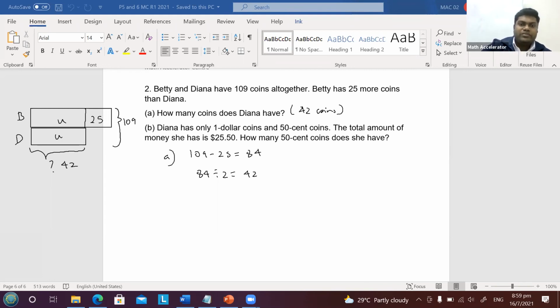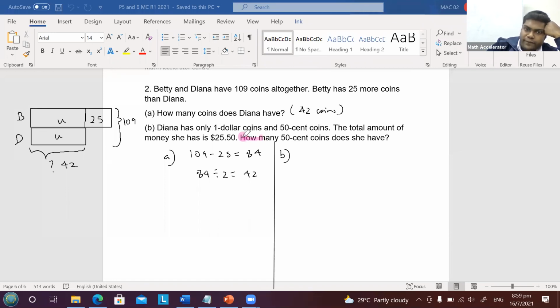Okay, so for part B, right? How many of you have learned the assumption method? Okay, good. I see most of you have learned the assumption method, right? So that is what you have to use to solve this question, all right? For those of you who do not know the assumption method, now is a good time to learn, okay?